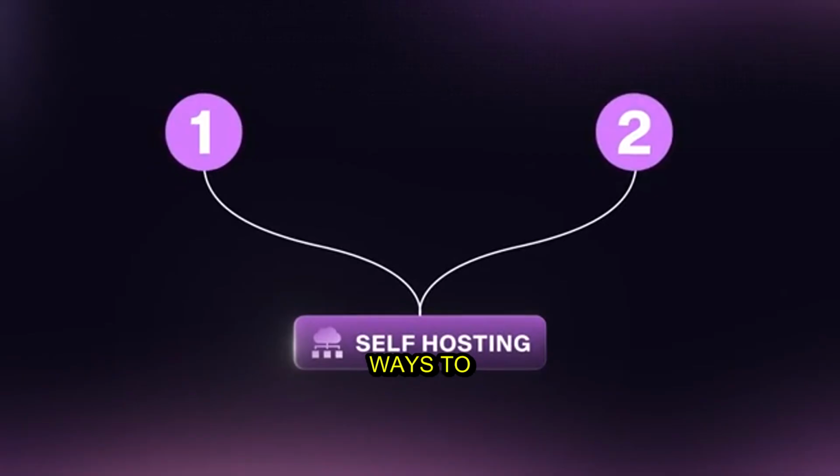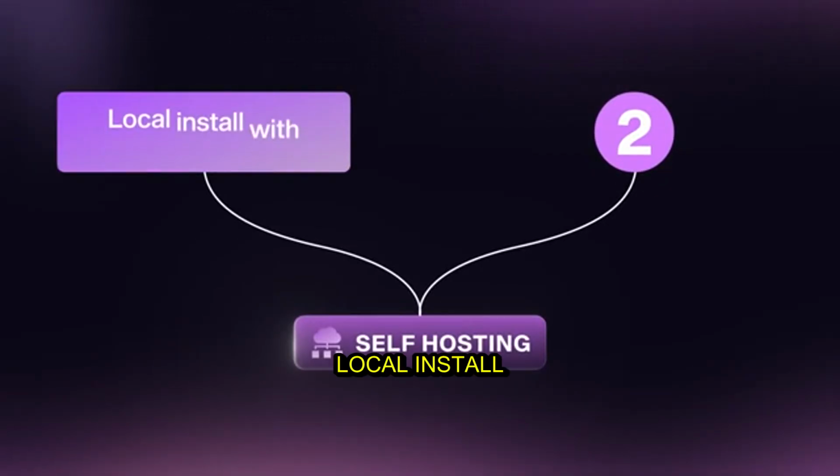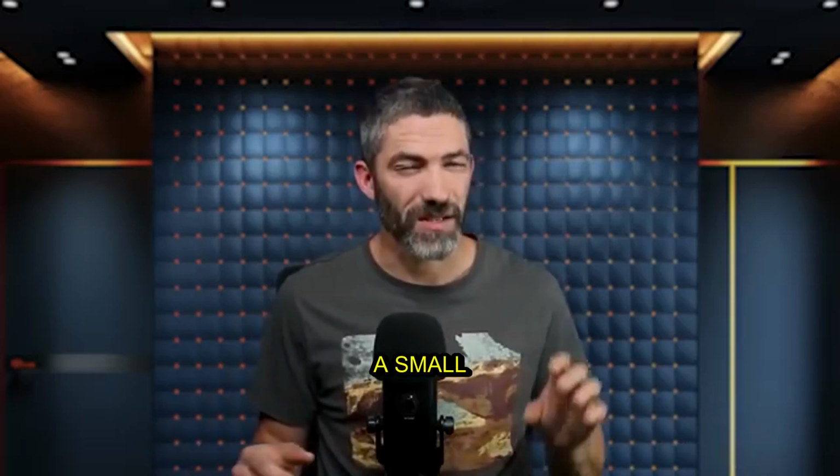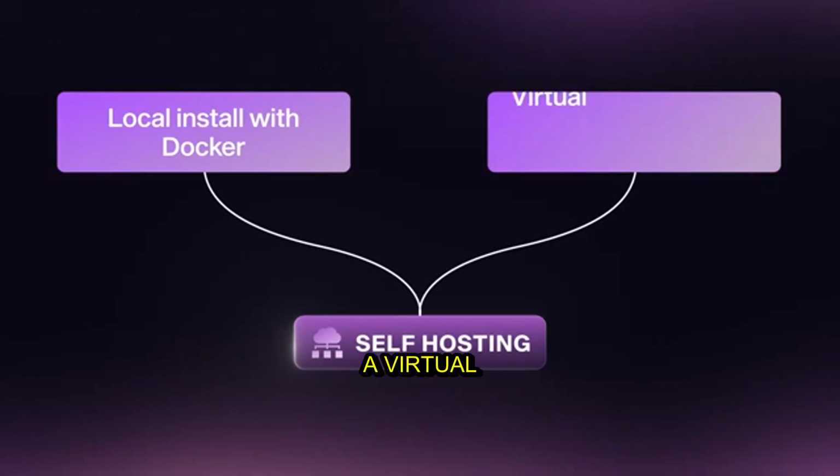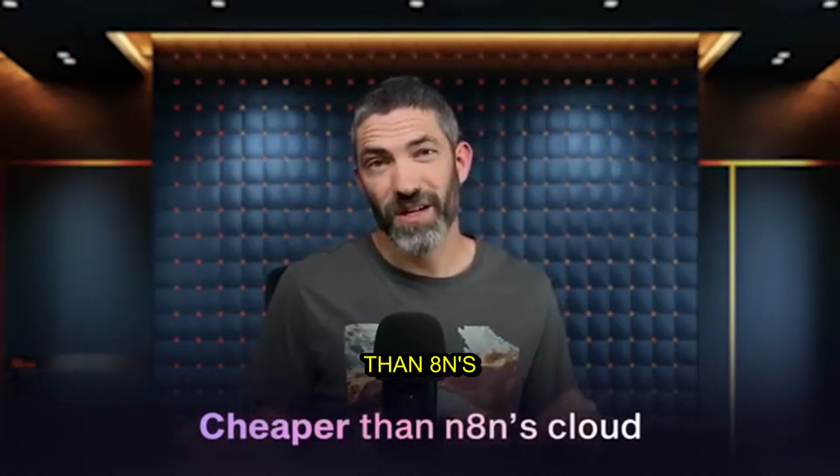There are two main ways to self-host. You could do a local install with Docker. That's more technical, lots of configurations. A small percentage of the people watching will want to go that route, so I won't cover it here. That would probably double the length of this video. The other way to self-host is with a virtual private server, a VPS. It's a much easier middle ground. That's what I use myself, so it is self-hosted, but it's easier to set up and cheaper than N8N's cloud.